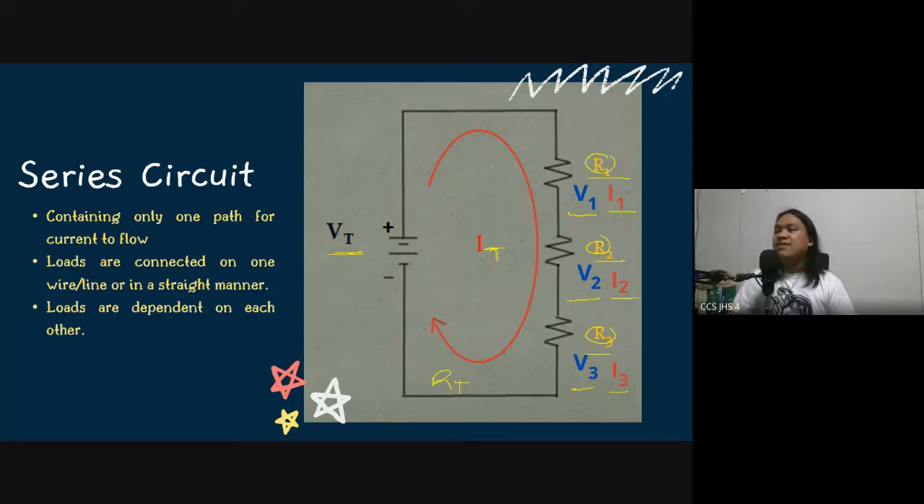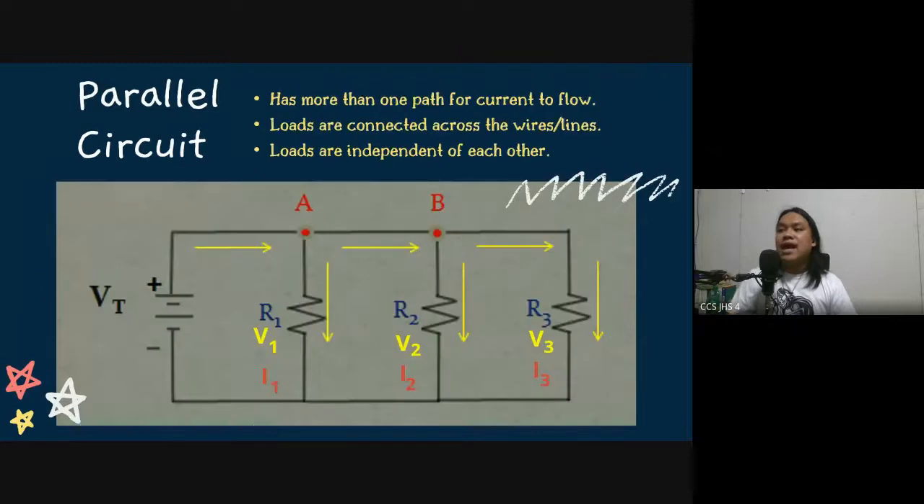Next, let's go to the next circuit that we have. Parallel circuit is another type of circuit. Here are its characteristics. It has more than one path for the current to flow. As you can see, there is path 1, path 2, and path 3. Unlike our series circuit, which is just one line, our parallel circuit has more than one path for the current to flow. In our example, we have three paths because we have three loads as well.